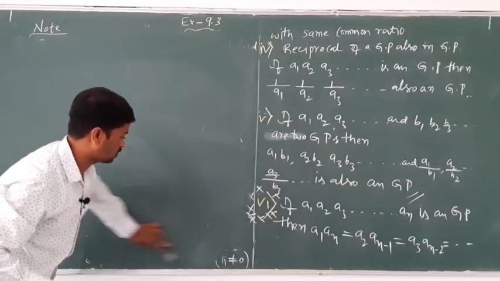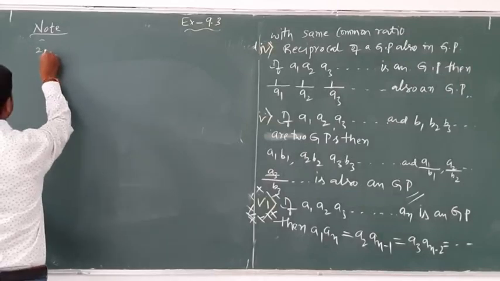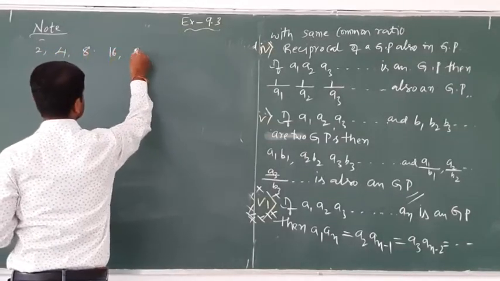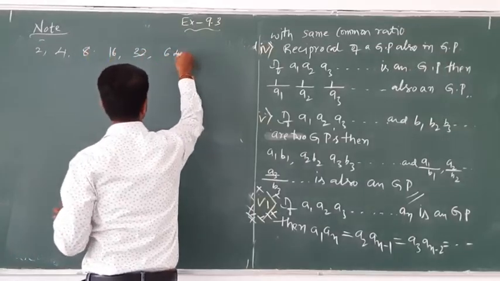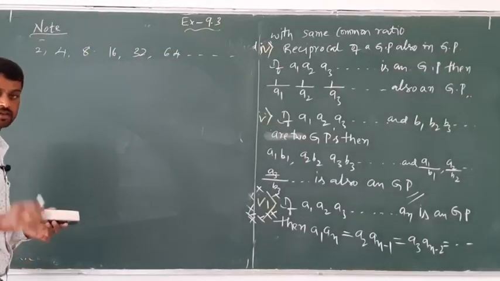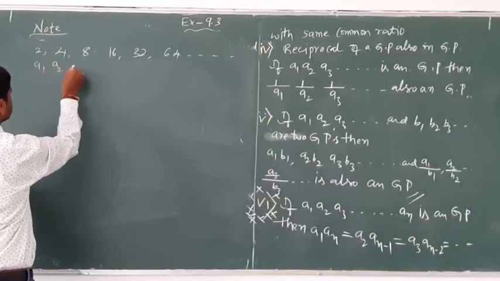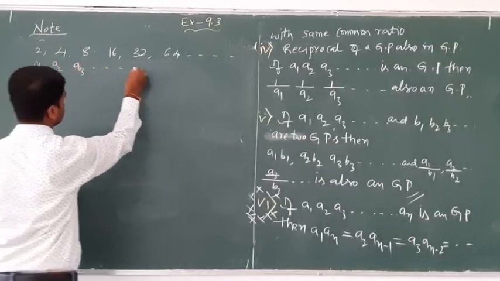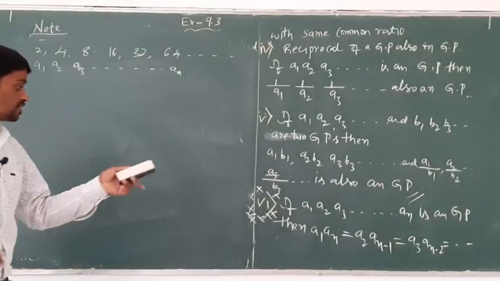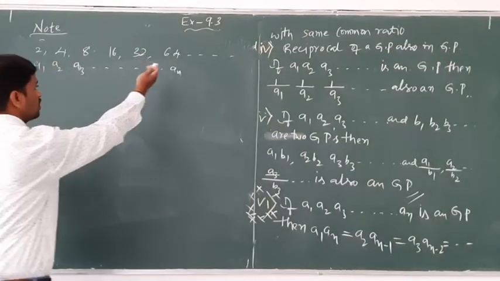I will give an example for the sixth point. Look here: 2, 4, 8, 16, 32, 64 up to so on. Earlier I gave a different example, now I am giving another example. Be careful. The first term here, consider as A1, A2, A3 up to so on, AN.